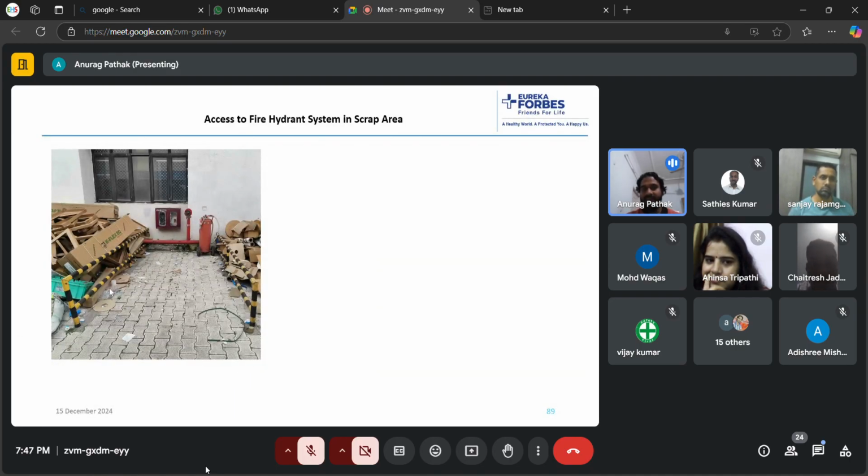These are the things which we are creating in front of the hose box and the fire equipment. We have put the barricade so no material can be placed inside their system, and access to the same system is easily available.